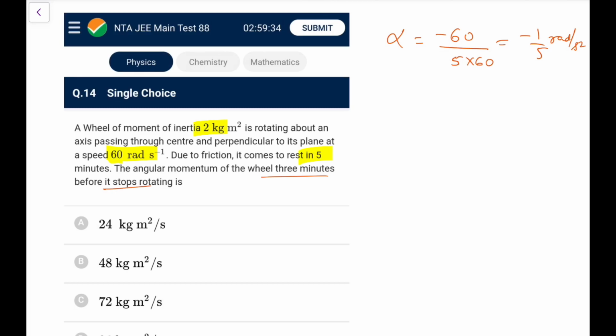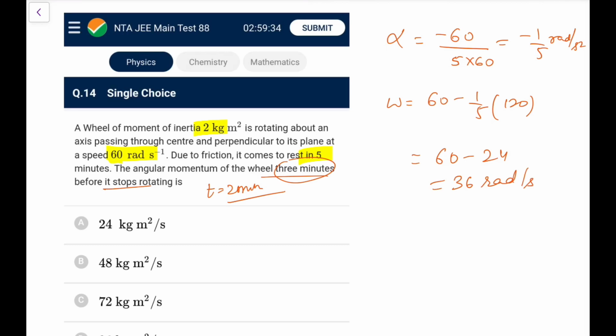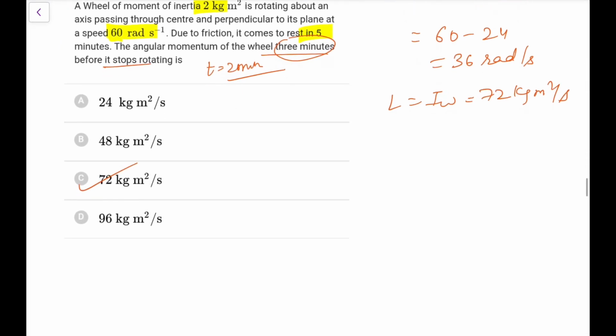Now 3 minutes before it stops, that means at t equal to 2 minutes you need to find. So t equal to 2 minutes, omega would be omega naught, 60 minus 1 by 5 into 120. Remember, don't do it with 3 minutes, it would be 120 seconds, not 180, otherwise you won't get the answer. So 60 minus 24, that would be equal to 36 radian per second. So if this is 36, L is I omega, that you can write as 36 into 2, 72 kg meter square per second. So this is option C we can go for.